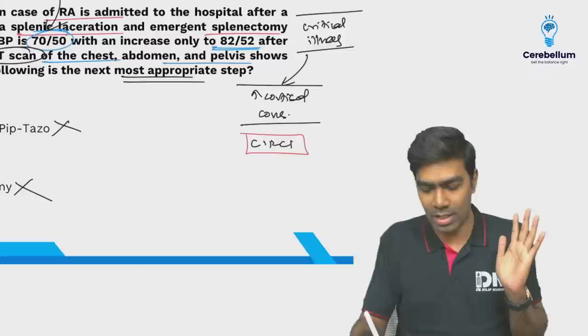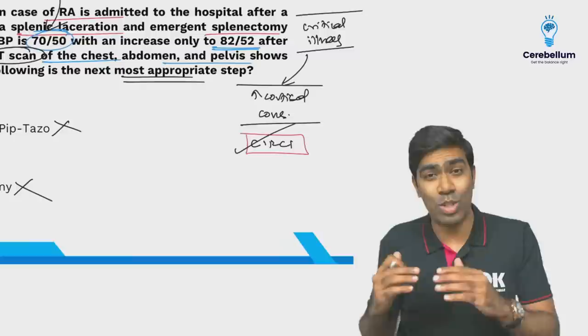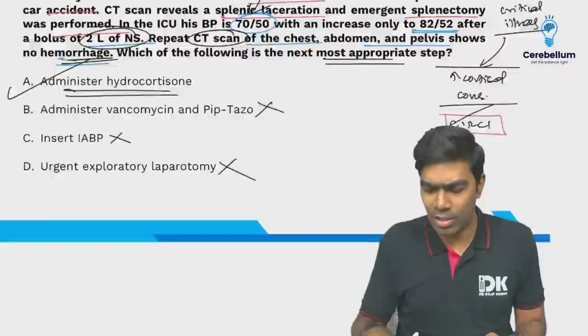So empirically, whenever you suspect CIRCI in a critically ill patient who is not responding to the usual treatment that they are supposed to respond to, you can administer an empirical hydrocortisone. This is such a common entity in the ICUs. That's called critical illness related corticosteroid insufficiency.